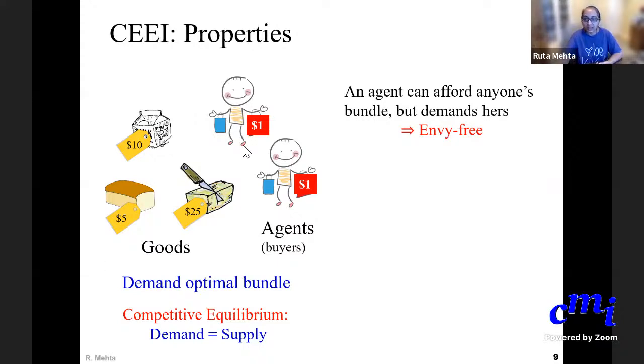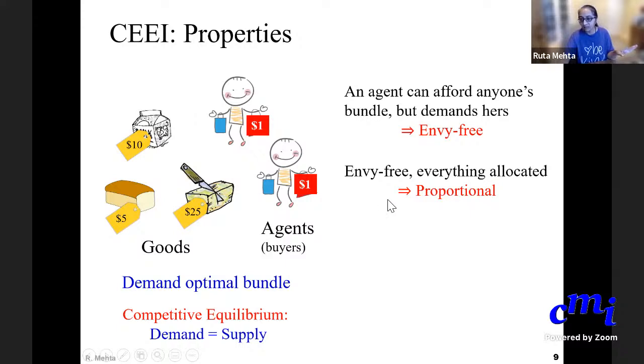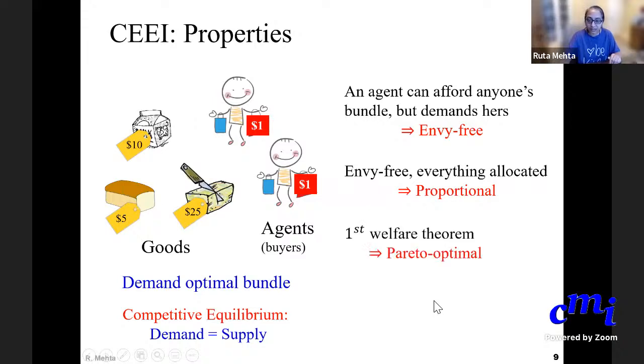Okay. And in the divisible case, when you have envy freeness as well as the fact that everything is allocated completely, you get proportionality automatically. You can think about why. And then there is the first welfare theorem from economics that tells us that the allocation has to be Pareto optimal, essentially because everybody is buying what they like the best, right? And everything gets completely allocated, right? That's why essentially you get Pareto optimal. It's not very difficult to see, but it's not trivial either.